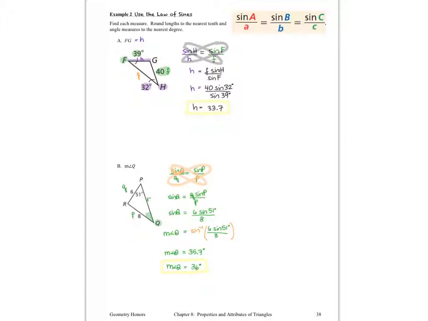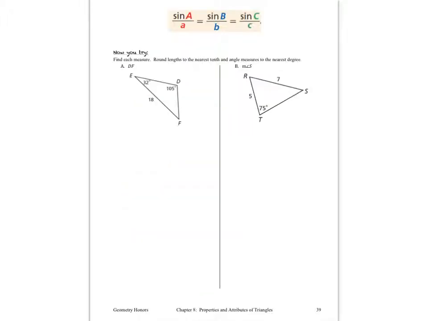On the next page, you've got a Now You Try to practice these new skills using the law of sines to find a missing side length and a missing angle measurement. There are 2 problems for you to practice on this Now You Try. The first one is finding a missing side length measurement, and the second one is finding a missing angle measurement. Remember to turn the video back on when you're ready to check your answers.